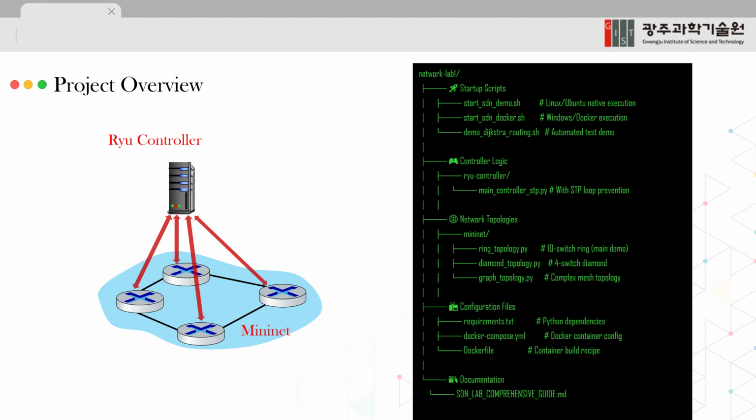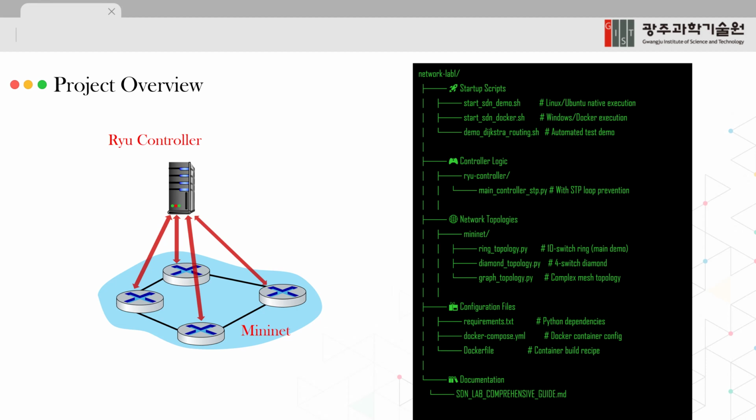Communication between the controller and the switches happens through the OpenFlow protocol. OpenFlow defines a standardized set of messages that allow the controller to discover switches, query their capabilities, install forwarding rules, and receive notifications about network events. This protocol abstraction is what makes SDN possible.